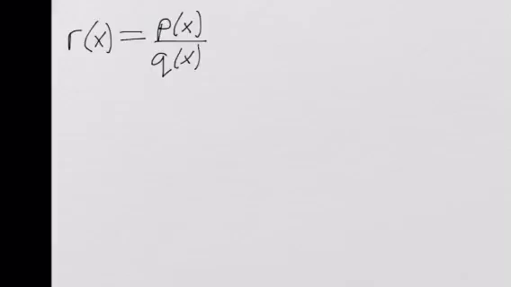So a rational function, I'm going to call it r of x, but I can call it any letter I want, is equal to p of x over q of x, where p and q are polynomials.